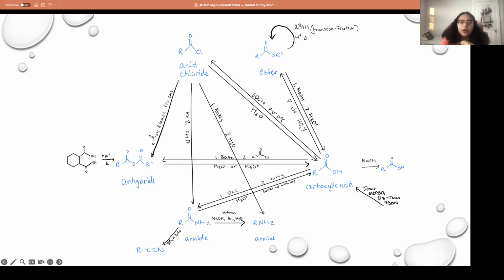Also, from acid chloride to anhydride, it's basically the same reaction: an acid chloride and the carboxylic acid together with the base will make an anhydride. So you can see the same type of reaction going towards there. From a carboxylic acid to make an ester, you would need an alcohol, heat, and protons.